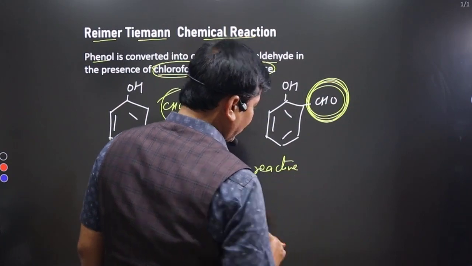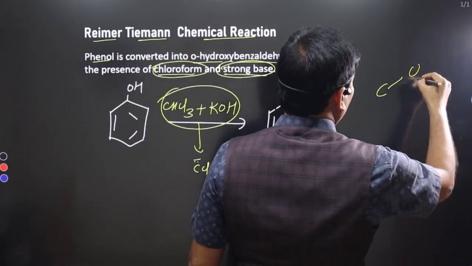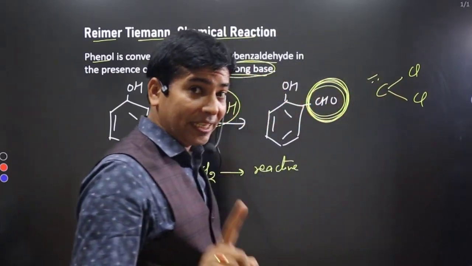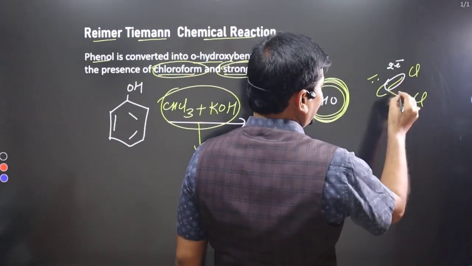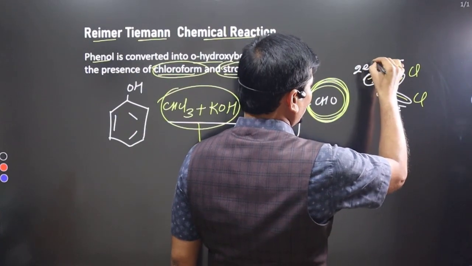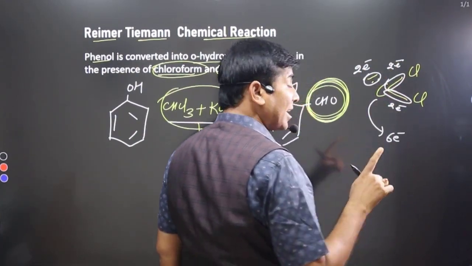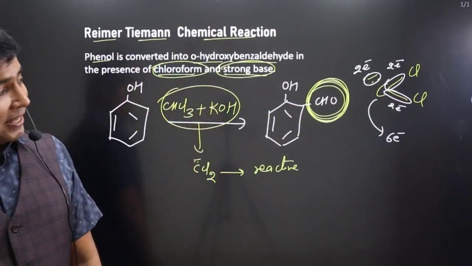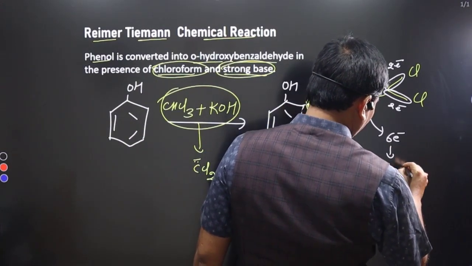Why are they highly reactive? If you look at the structure, carbon is forming a single bond with each halogen and it has one electron pair also. Each chemical bond has 2 electrons, and the lone pair also has 2 electrons. Total number of electrons, 2 plus 2 plus 2, is 6 electrons. Carbon has 6 electrons in dichlorocarbene, hence its octet is incomplete.